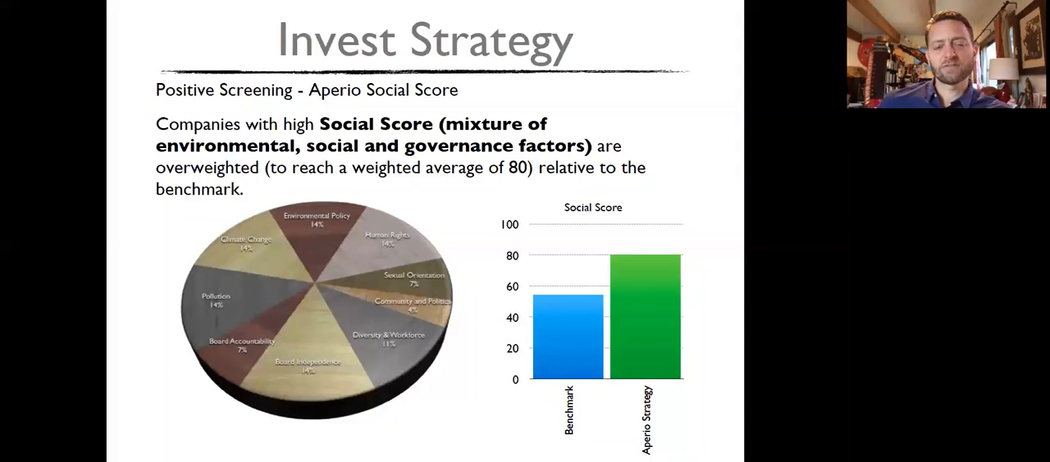And they're measured against their industry peers. And the industry is graded on a curve. And then we essentially look at the market as a whole when we report to a client. And at the time of this report, which I think was December 31st, the market as a whole had a social score of about 53. This client's Aperio separately managed account had a score of about 80.